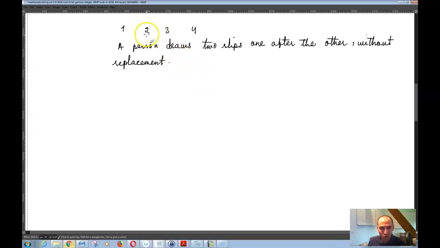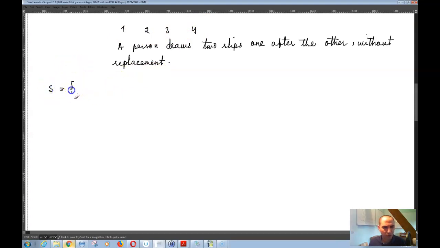So the person who draws these 2 slips, without replacement, one after the other, could draw, for example, number 1 and number 2, number 1 and number 3, number 1 and number 4, or 2 and 1, 2 and 3, 2 and 4, 3 and 1, 3 and 2, 3 and 4, and so on. So it's not that hard to come up with a sample space here.